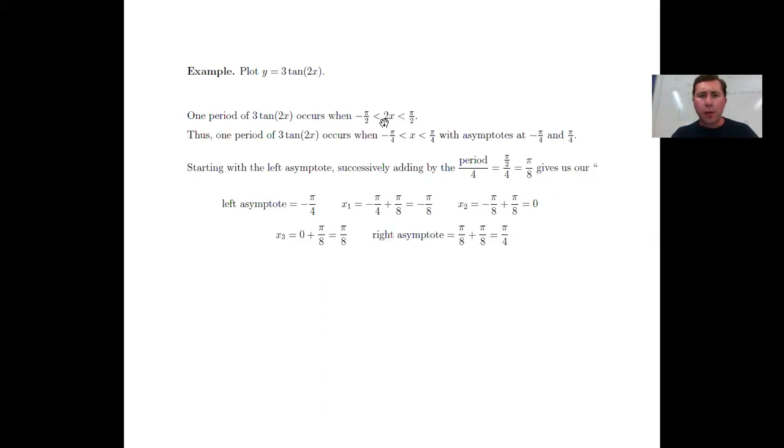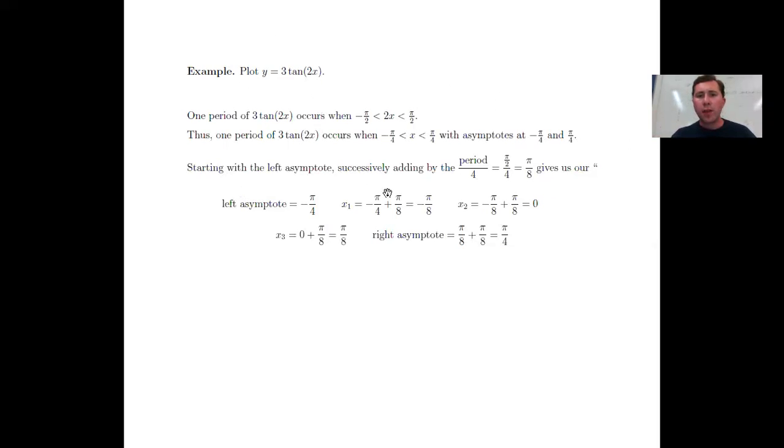If you divide this inequality through by that 2, you'll know that one period of 3 tangent of 2x is occurring between negative pi over 4 and pi over 4. And if you check, you can plug in the values that will give you the asymptotes. So plugging in negative pi over 4, the input will become negative pi over 2, which is the asymptote for tangent. And likewise, plugging in pi over 4 will give you positive pi over 2 as the input, which is the other asymptote for tangent.